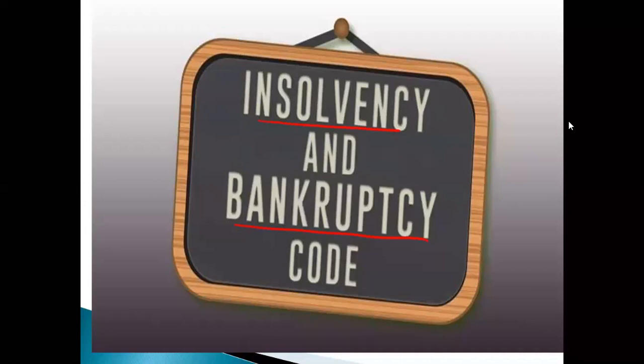So in that case, the government in the year 2016 brought the Insolvency and Bankruptcy Code 2016 in order to have a business or a company shut down in just 1 year. It was initially 180 days, but now it has been amended and it has been given 1 year.